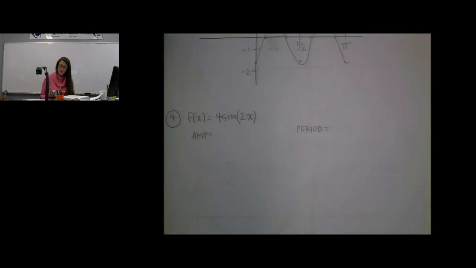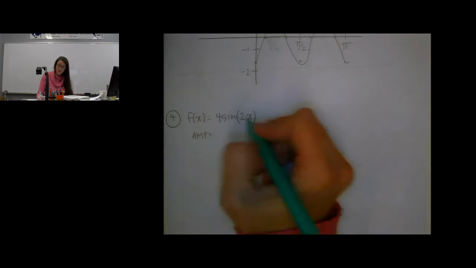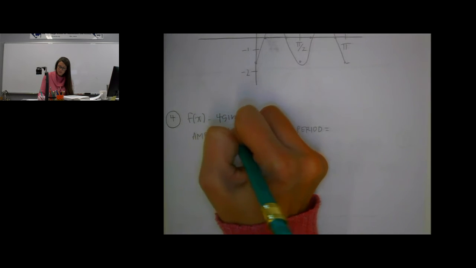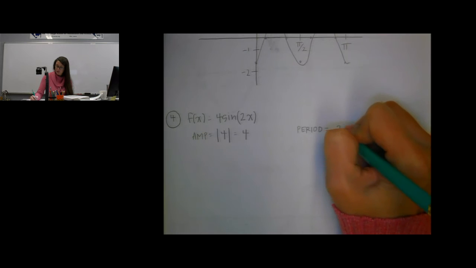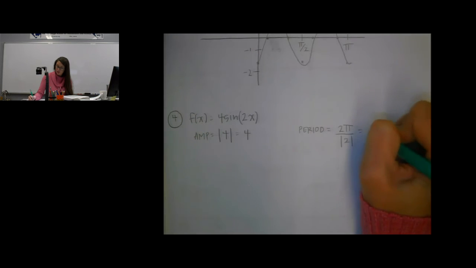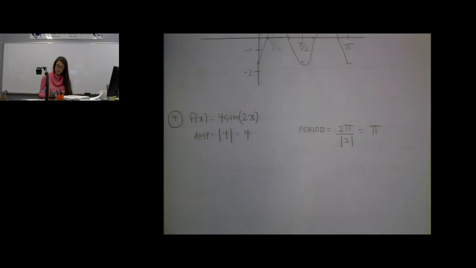All right, so let's look at this one. So we've got 4 times sine of 2x. So the amplitude is 4. And the period is going to be 2 pi divided by the absolute value of 2. So your period is going to be pi. So this one's going to shrink.